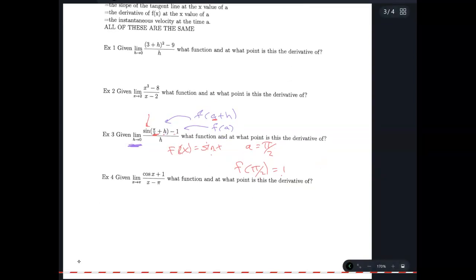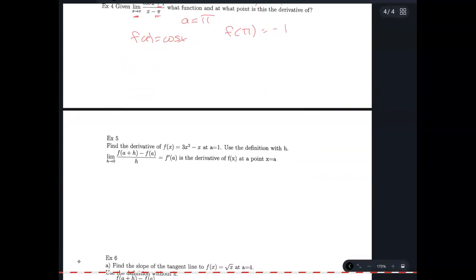Here's another one. This does not have h. This is x going to pi. So we already established that that means a is equal to pi. So now what's the function got to be so that the numerator here is f of x minus f of a? Well, it sure looks like the function could be cosine, but how come it's a positive 1? Oh, that's right, because f of pi is negative 1, so opposite of negative 1. Good.